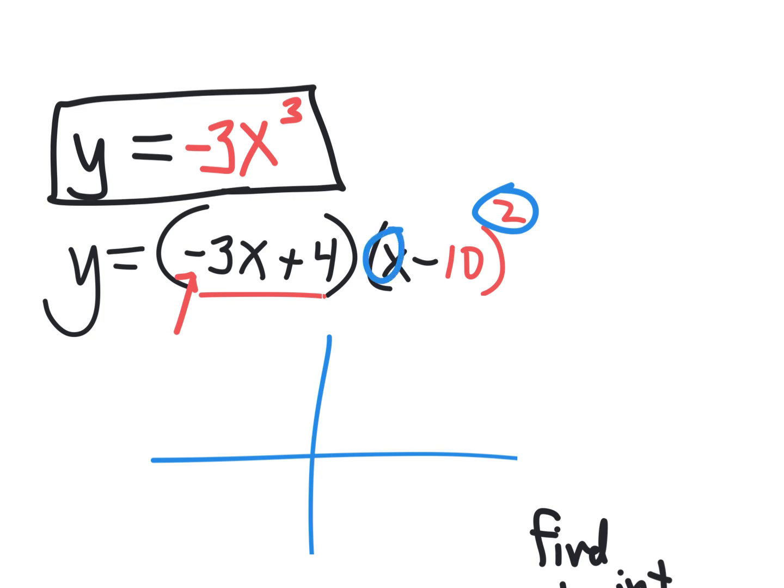Okay. Now that tells me a ton. Just from this, I know which way it's going to go on the right. You know, if it's negative in the front, it's going down over here. And since it's odd, it must be going the opposite way over here.